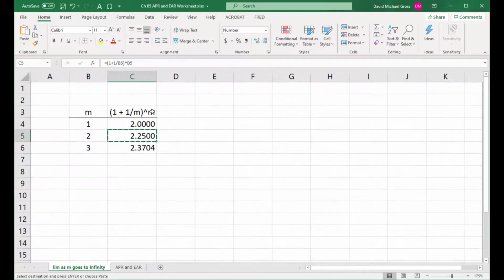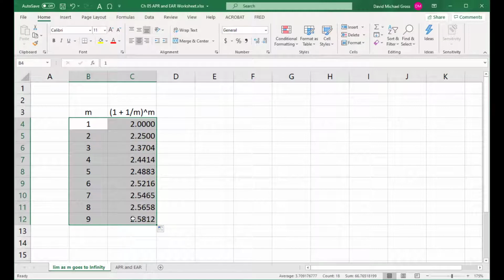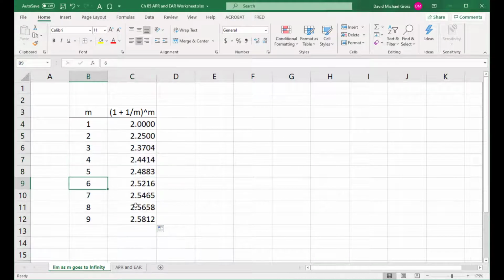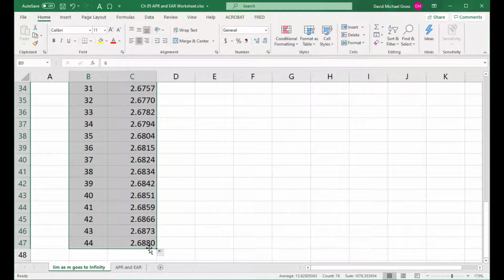I'll make that a little bigger, but I'm taking it to an increasingly higher exponent value. And so let's see what happens as this continues to grow. And I'll just pull down here, and I can see that this is getting bigger and bigger and bigger. There's 9, and let's go all the way down, and I get to 2.68.